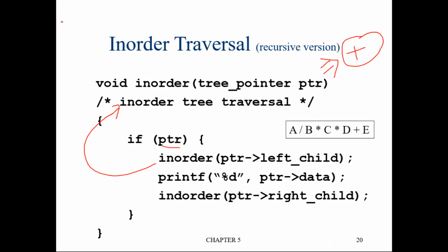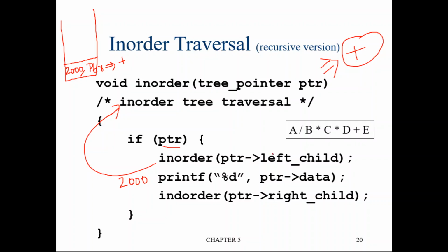Let us assume this is the stack. Say the next address to be executed is 2000. So 2000 will be pushed into the stack in the bottommost position. And at this point PTR is pointing to plus. That information will also be pushed into the stack. Return address is 2000, and PTR is pointing to plus.